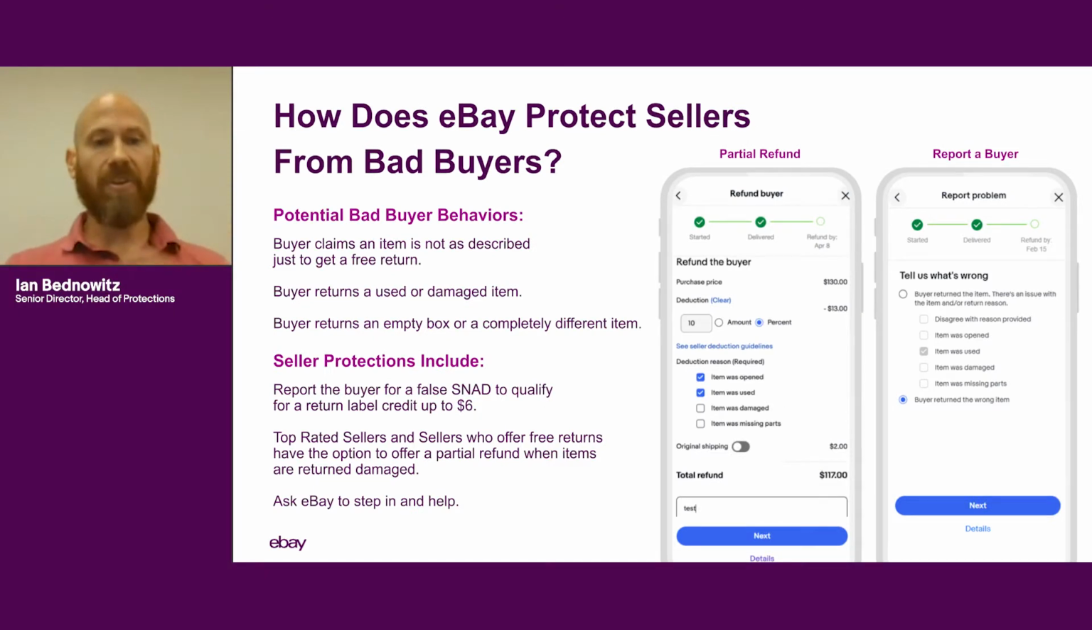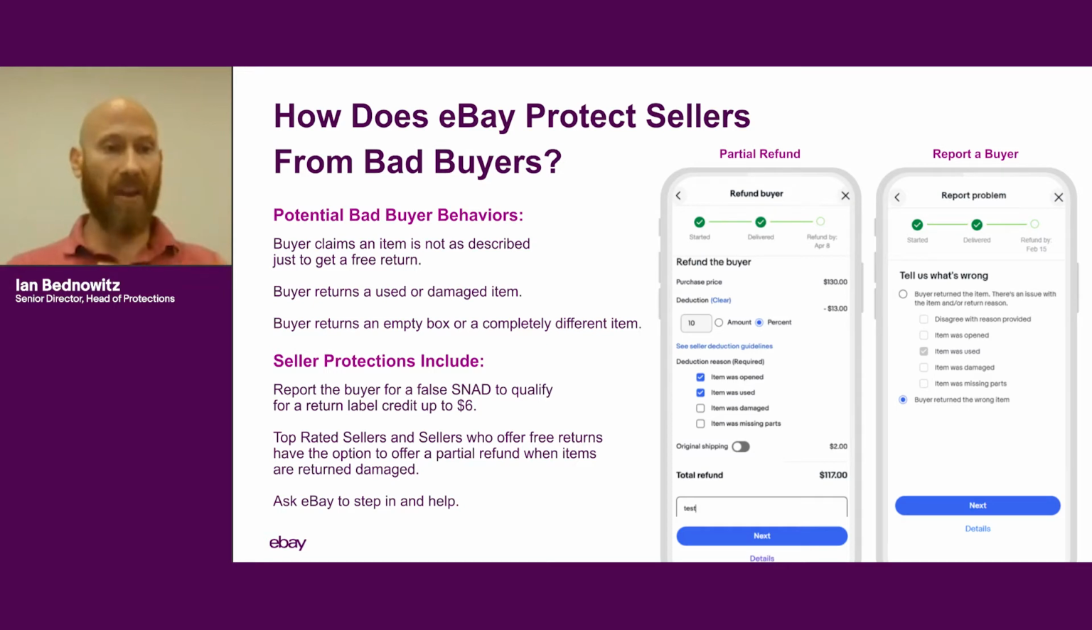Now, what can you do in these situations? How do we protect you in those situations? So in the case of the false SNAD, you can report the buyer. You see on the right of the slide, there's the report a buyer flow. If you report that buyer for a false SNAD, then you're eligible for a label credit up to $6.